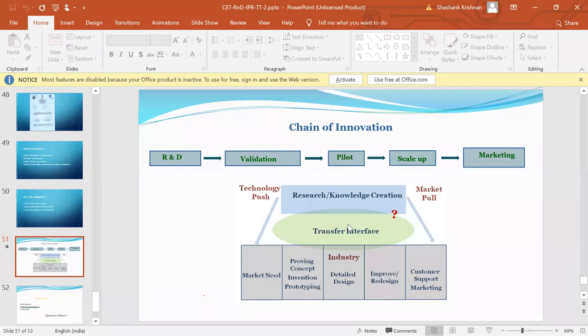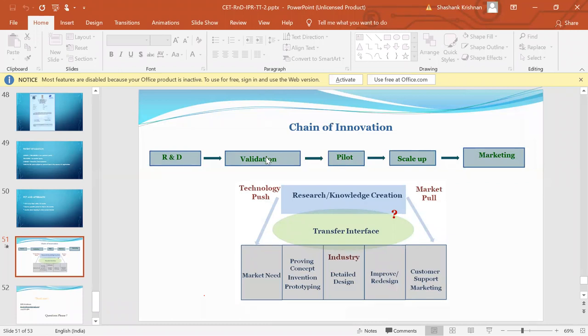Now, the whole purpose of the talk today was to arrive at this slide. We are all carrying out research and development. Research means studies, experiments, and all that. Development means you are coming out with a technology, a process, a product, or a service which can be used by mankind. This has to be validated experimentally and from the point of view of a user. User validation, experimental validation. Once you are satisfied with that, then you can do a pilot run.